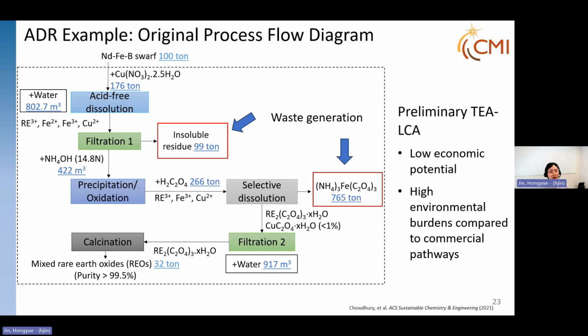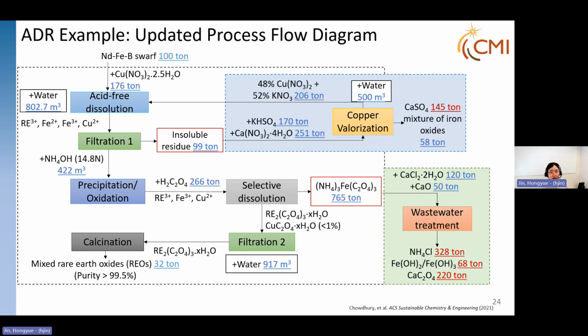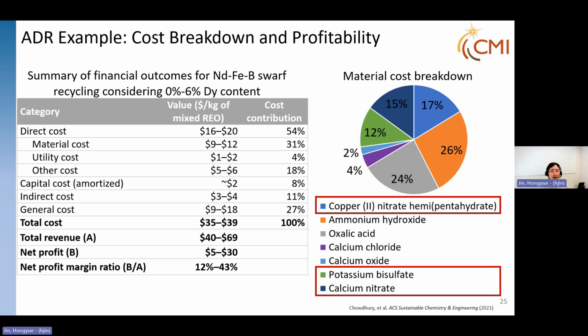in here there is a lot of copper, which is a valuable resource that we can tap into to improve the technology. So a copper recycling circuit was added by using some chemical approaches, and then wastewater from the second waste stream has been treated to be more compliant with the actual plant operation. And then the example result shown here says that the process could cost $35 to $39 per kilogram of rare earth oxide output, and revenue of $40 to $69 per kilogram of rare earth oxide output, so that there could be some positive net profit margin.